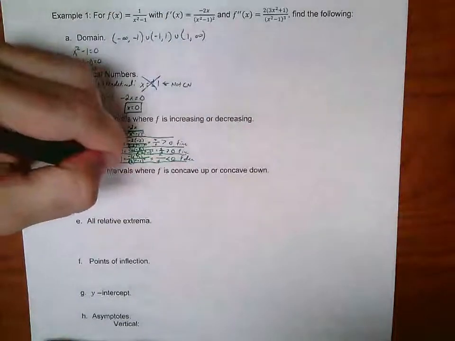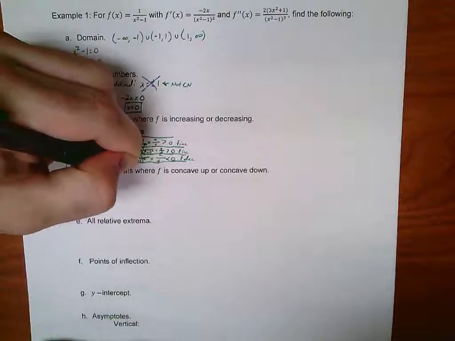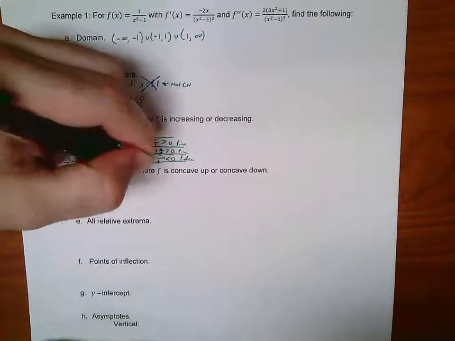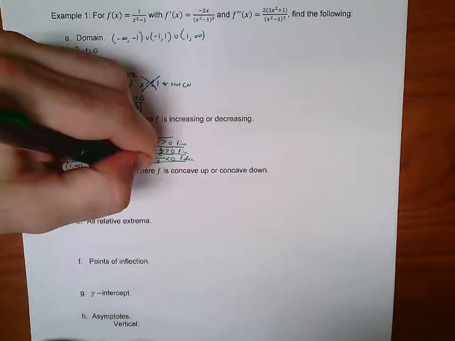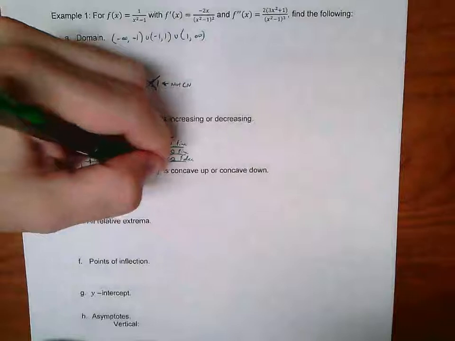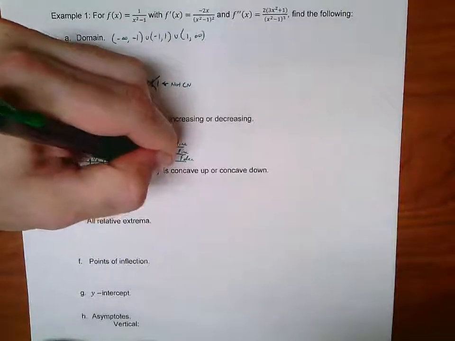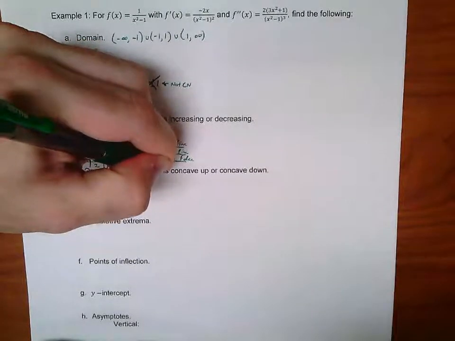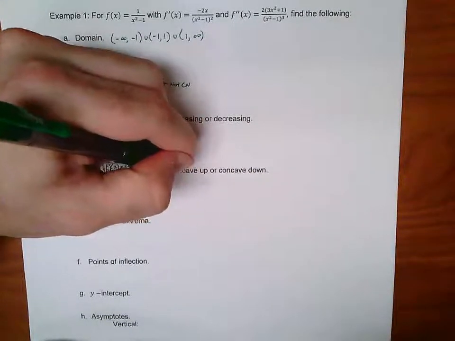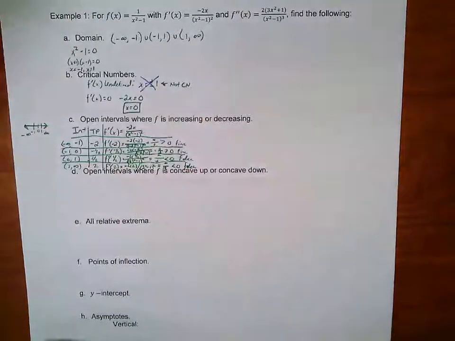And then f prime of 2. So that's negative 2 times 2 all over 2 squared minus 1 quantity squared. So negative times positive is negative over positive, because our denominator is always positive, so that's less than 0. So f is decreasing here as well.